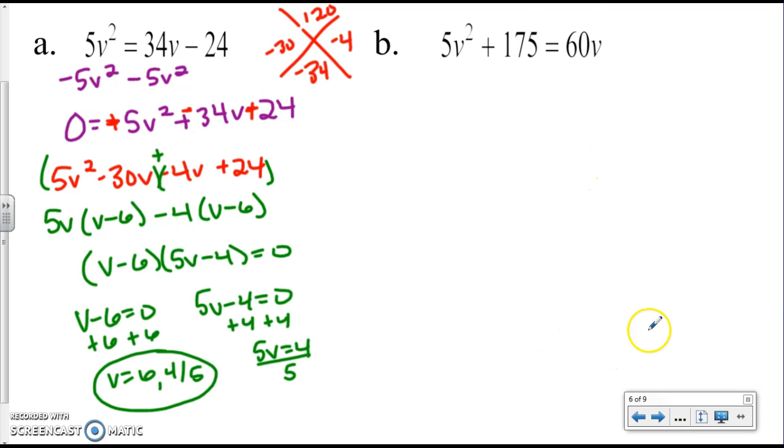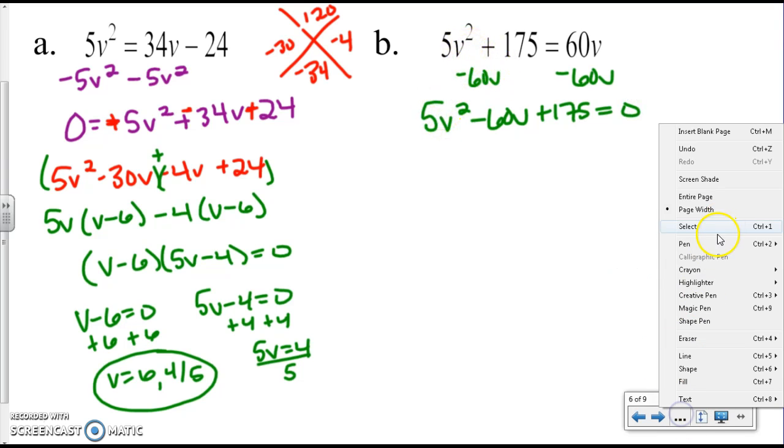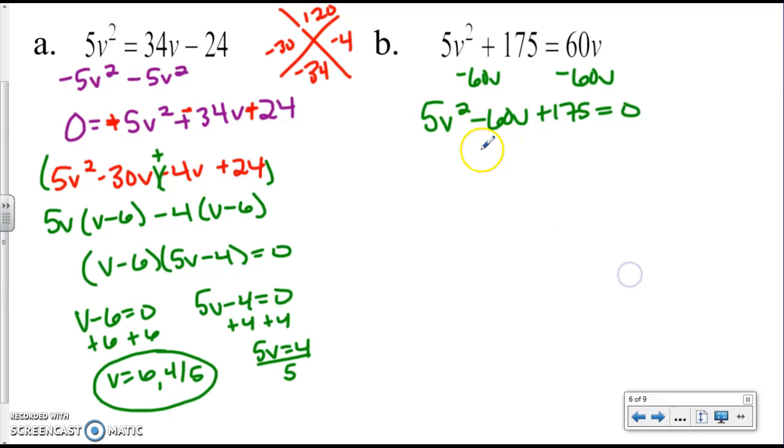Okay. Let's do one more. Need a 0 here, so I'm going to do minus 60v on both sides. So I get 5v squared minus 60v plus 175. Notice that I didn't combine those together because one's v squared and the other one is not. And then we're going to go ahead and check for a GCF, and you should always check for a GCF first. I didn't really say that, but I'm going to go ahead and do that.